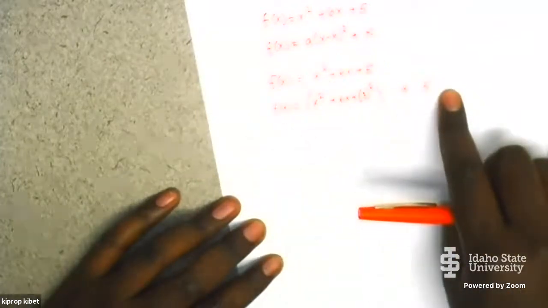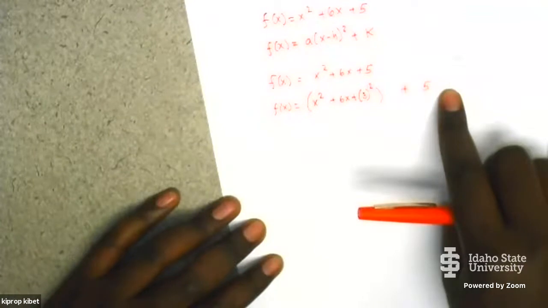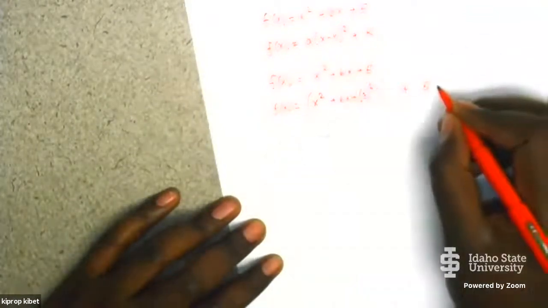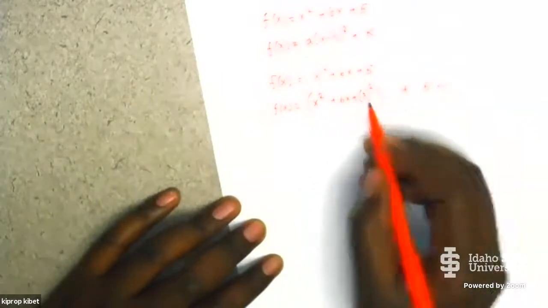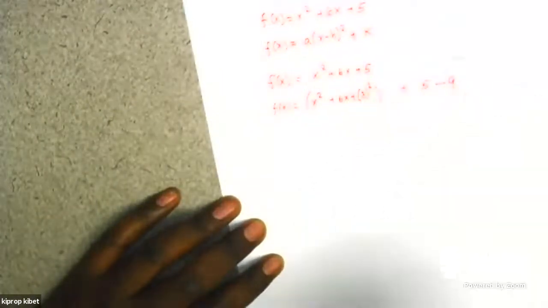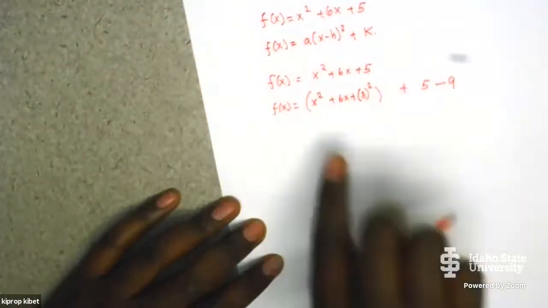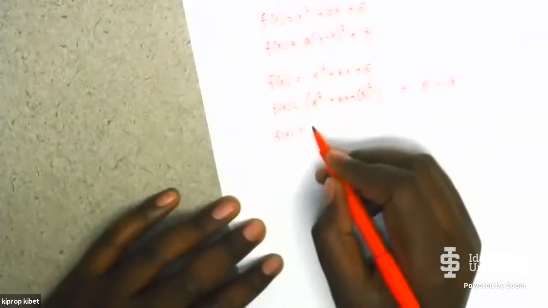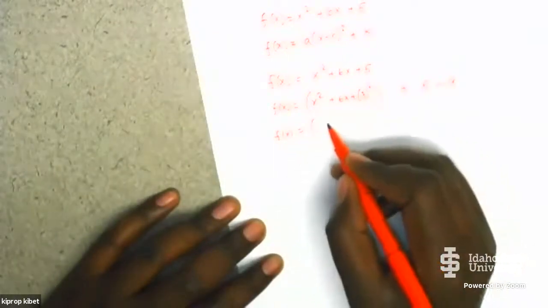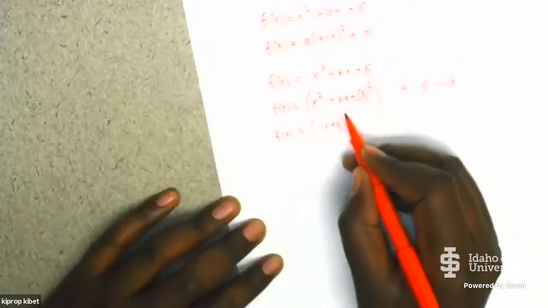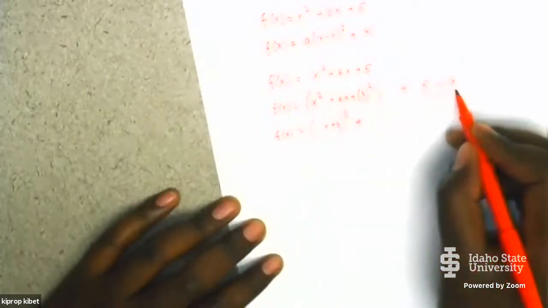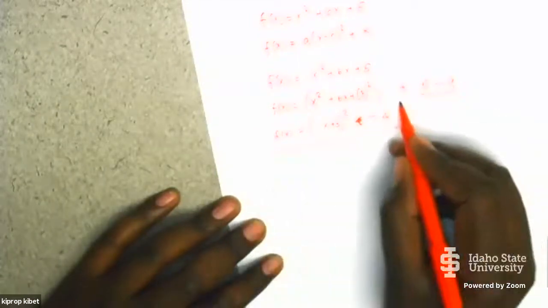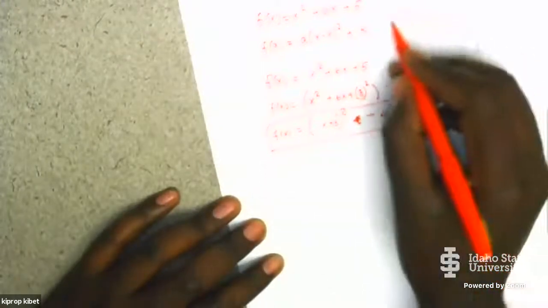Now, to make this one come back to this, what do you do on this side? You subtract that 9. Using the completing squares, f of x equals x plus 3 square, and then this will now be minus 4. So this has now become this form.